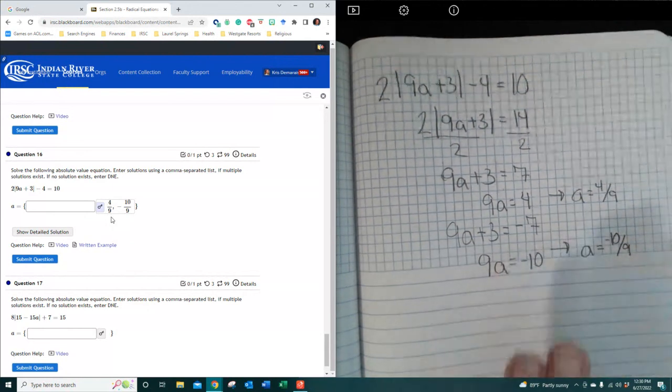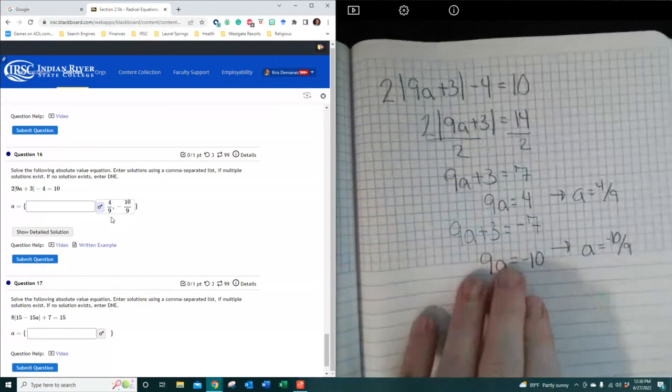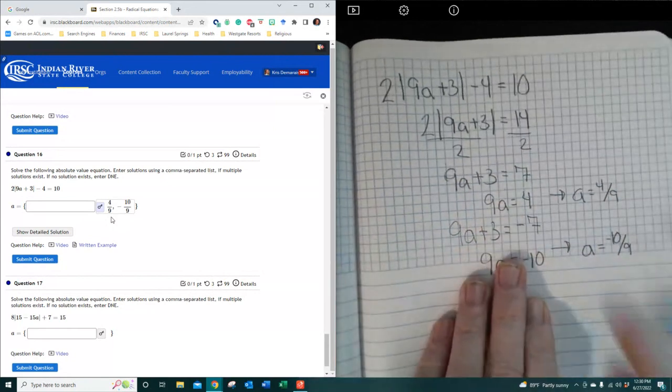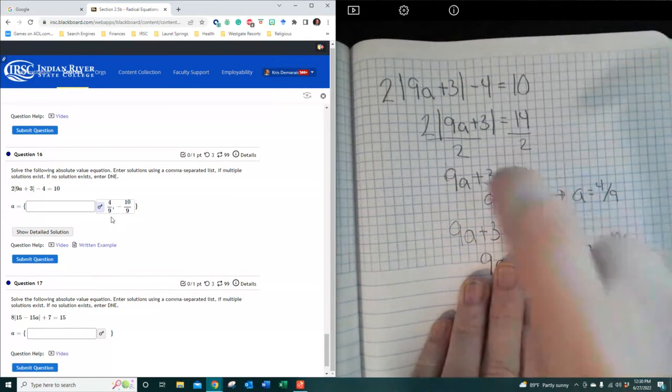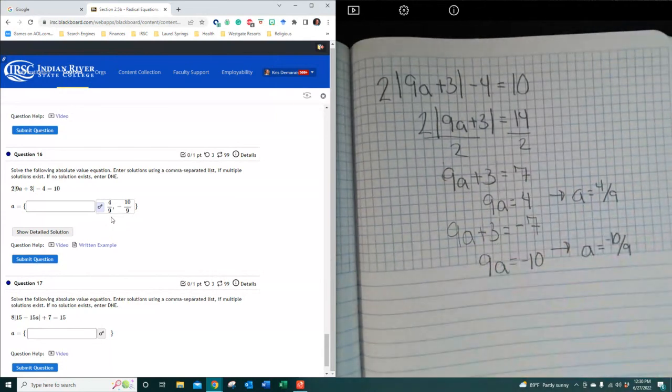But remember, with absolute value, you must set equal to the other side as well as to the opposite. And that's the biggest thing you get with absolute value.